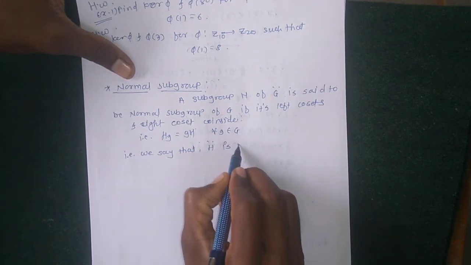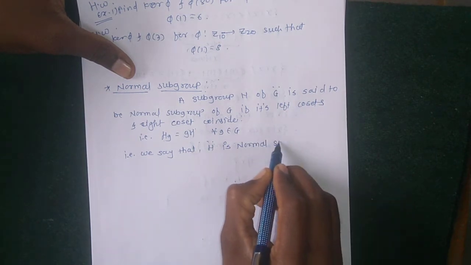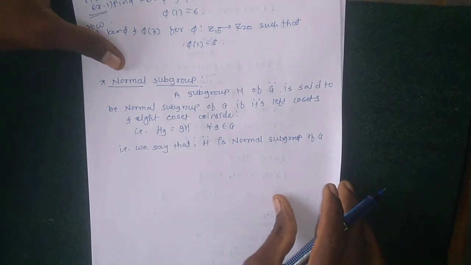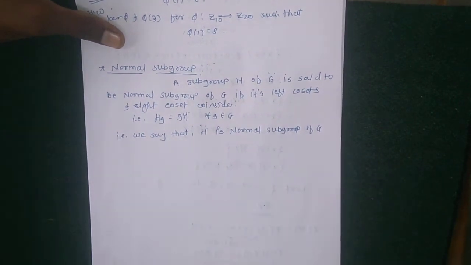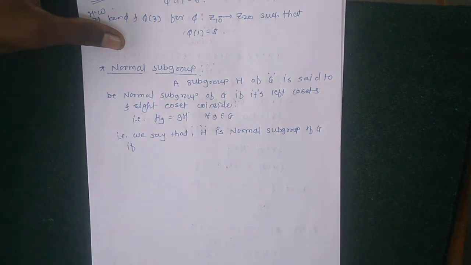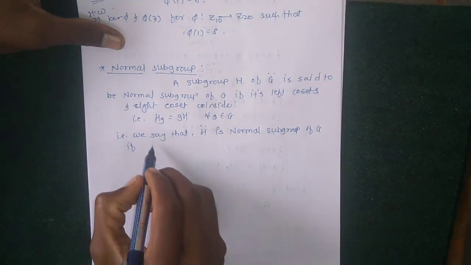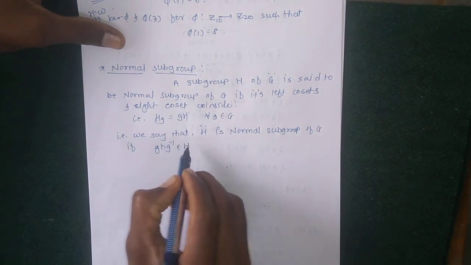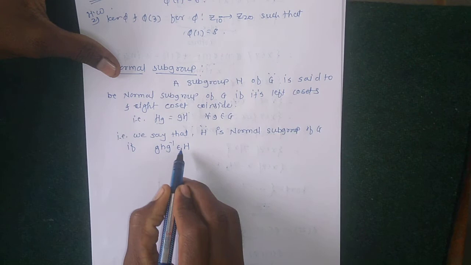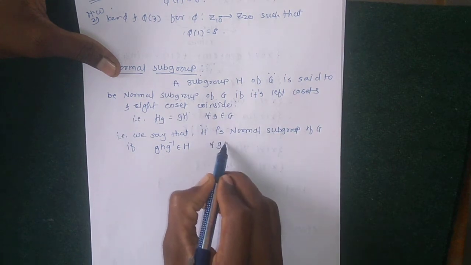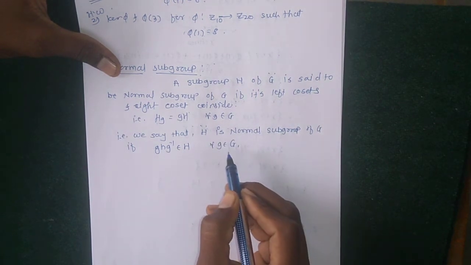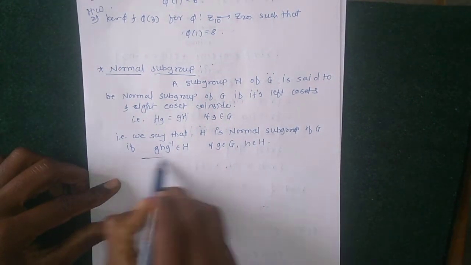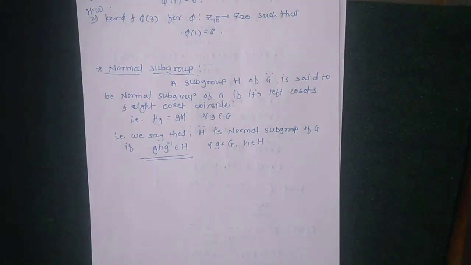H is a normal subgroup of G if g h g inverse belongs to H, for all g belongs to the given group G and h belongs to the subgroup H. Okay, this is a very important condition.